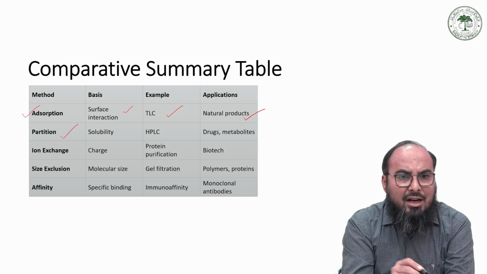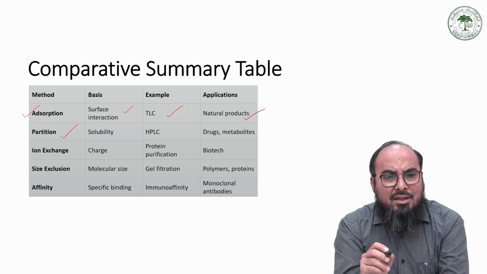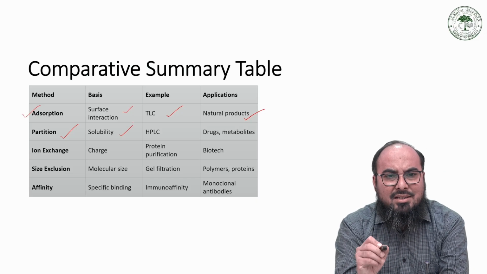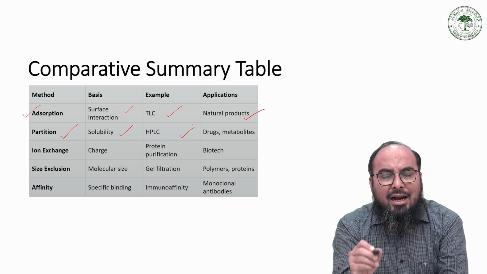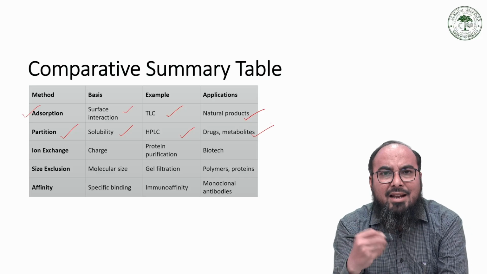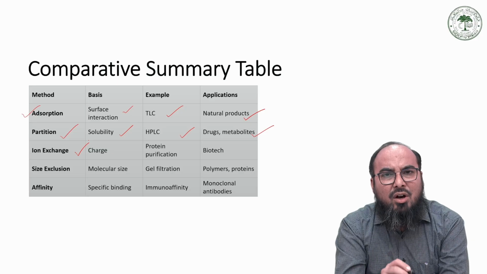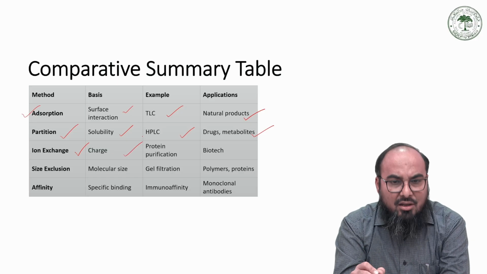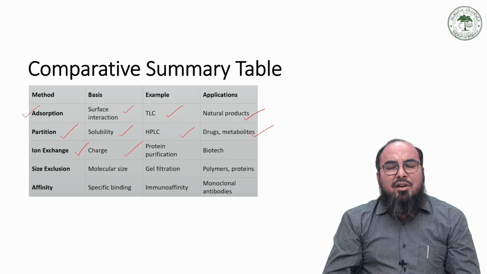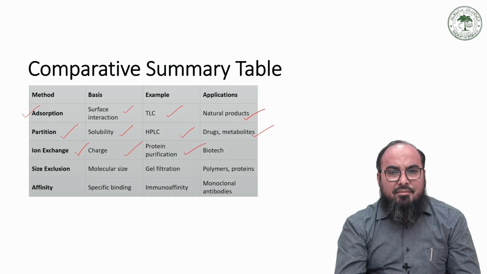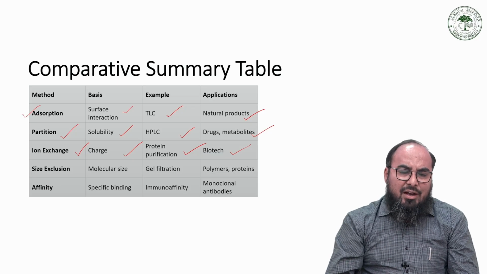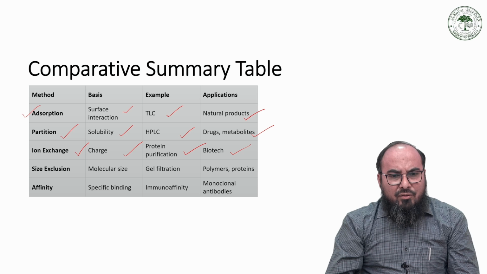Similarly, you have partition chromatography, where the different components get partitioned, and the basis of separation was the solubility. And the best example is high pressure liquid chromatography, and you can separate different drugs, different metabolites by using HPLC. Similarly, you have ion exchange chromatography, and the separation basis was the difference in the charge. Now, a good example is protein purification, where you actually get different positive and negative ends. So all the biotechnology laboratories actually use this ion exchange chromatography for separating different components of protein or other biomolecules.